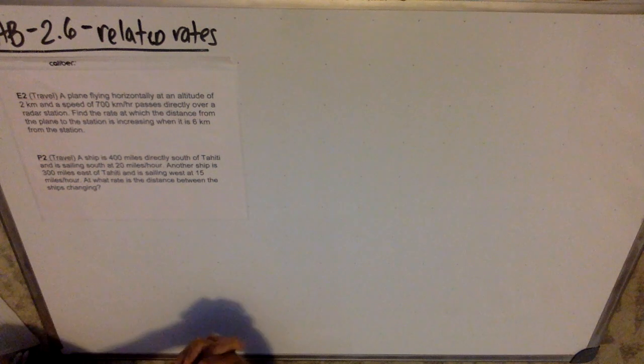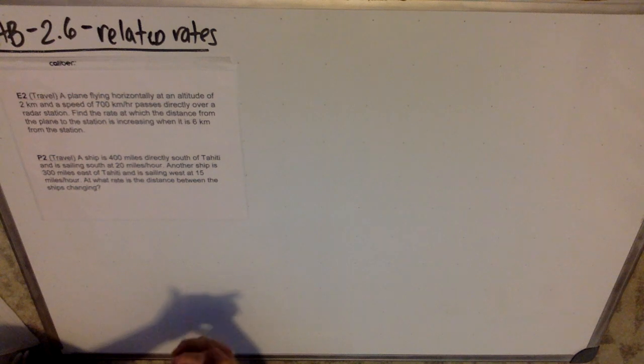A plane flying horizontally at an altitude of 2 kilometers and a speed of 700 kilometers per hour passes directly over a radar station. Find the rate at which the distance from the plane to the station is increasing when it is 6 kilometers from the station.